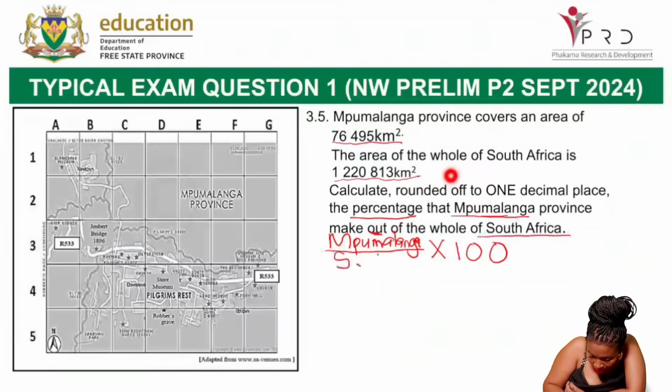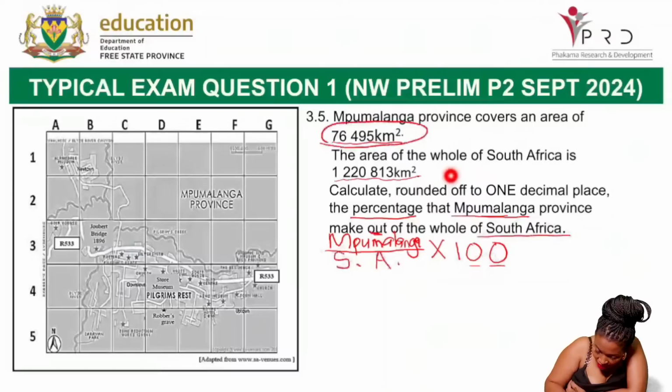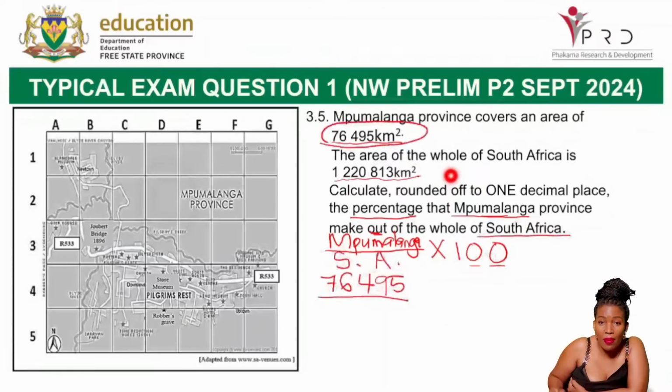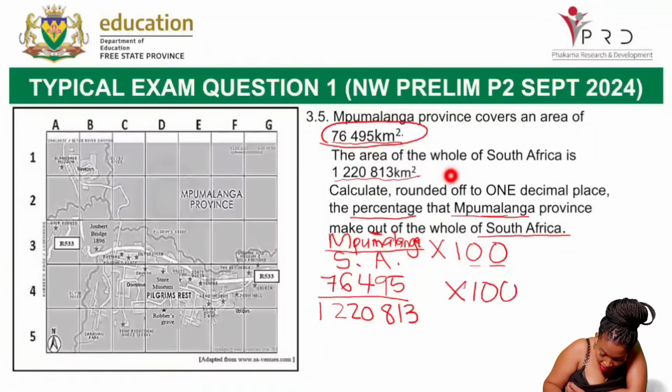So South Africa will come here at the bottom because we want a percentage. That is why we multiply by 100. So this is the area for Mpumalanga. We write it. It is 76,495, and then we divide this by the total area for the whole of South Africa, which is how much? It is 1,220,813. And then we are going to multiply that by 100.